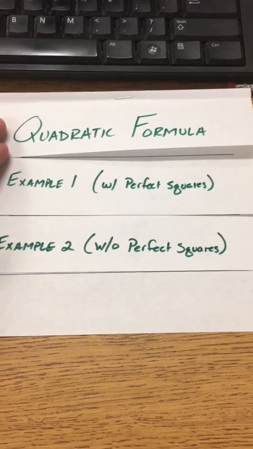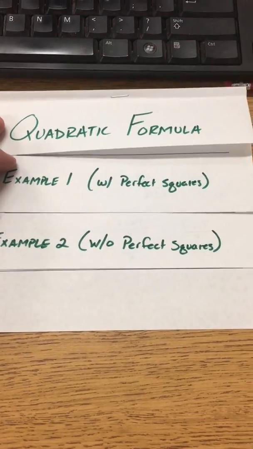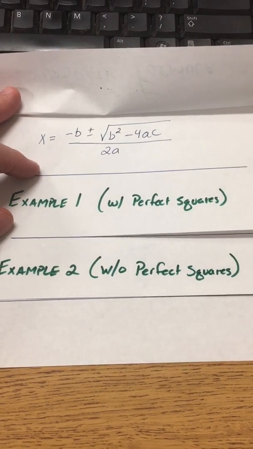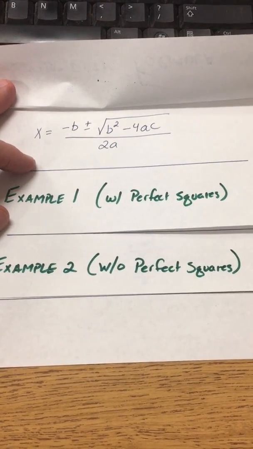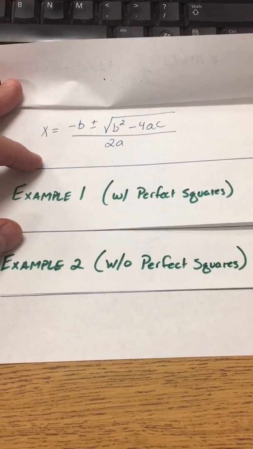Here's today's notes on the quadratic formula. Go ahead and pause the video when you need to so that you have time to copy it down. Here's the formula. x equals the opposite of b, plus or minus the square root of b squared minus 4ac, all of it over 2a. Pause that and copy.